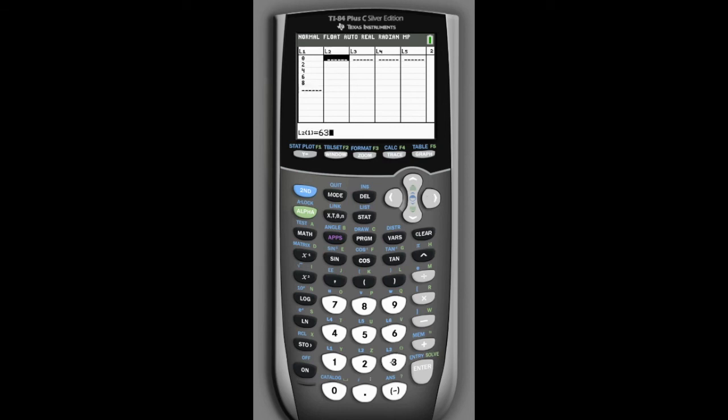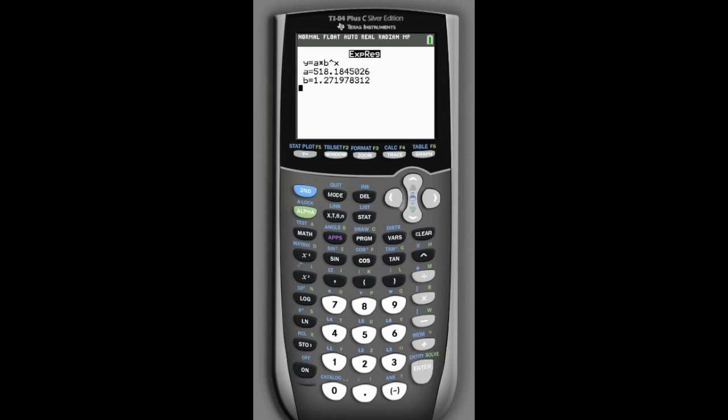So 633, 793, 1100, 1771 and 4696. Okay, so we'll quit and we're going to do our regression equation. We press Stat, over to the Calc menu, and go down to 0. That's our exponential regression. Enter, enter, enter, enter, enter.